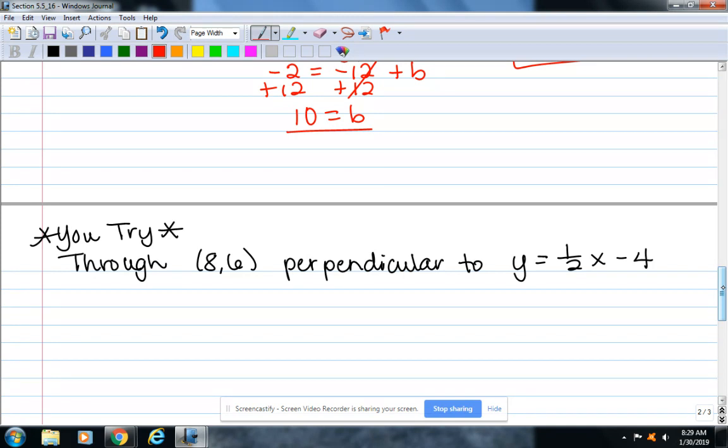All right, you can check your equation with somebody.